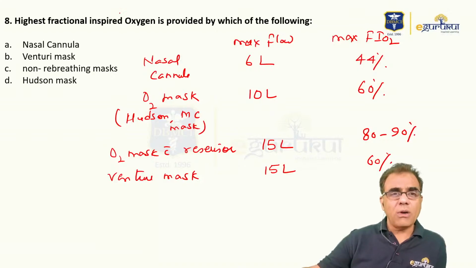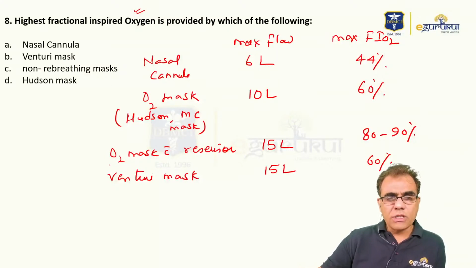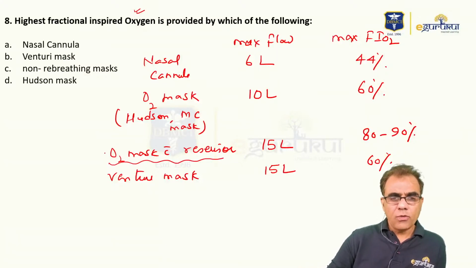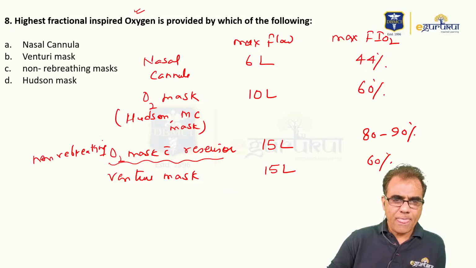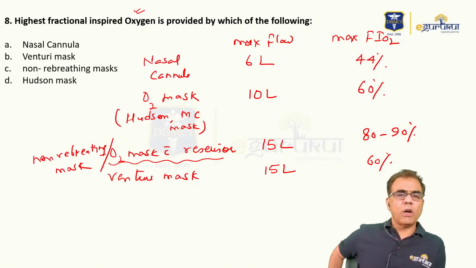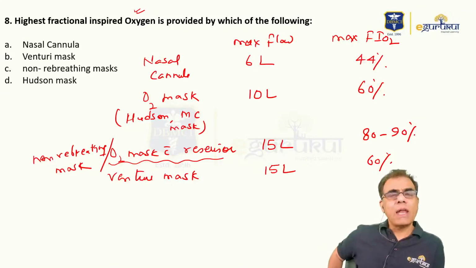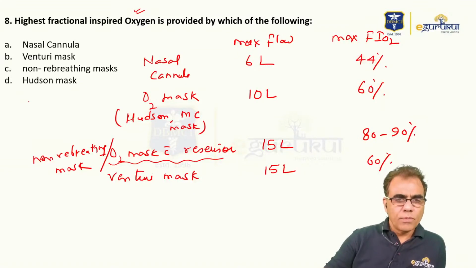So what they have asked now, highest fraction inspired oxygen is provided by which of the following? So it is the oxygen mask with reservoir, which you know is also called the non-rebreathing mask, NRBM. So it can deliver maximum.